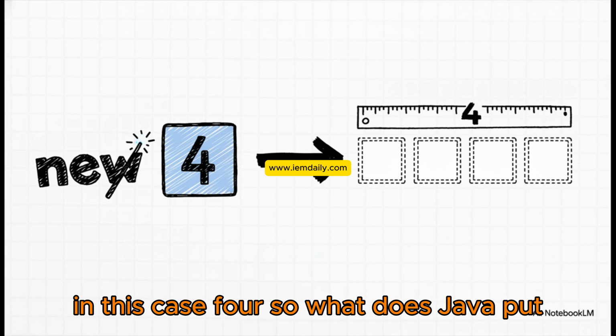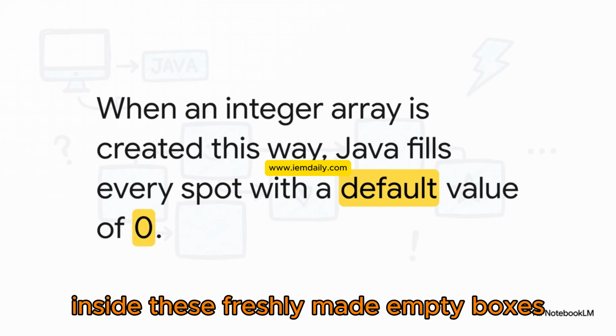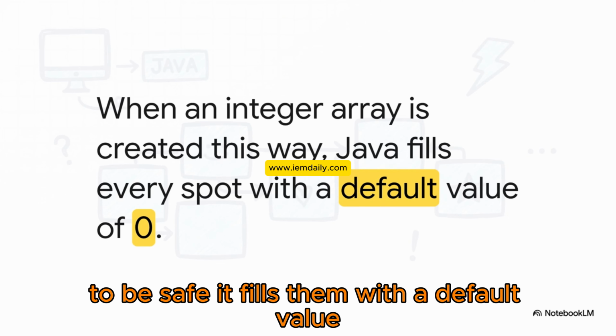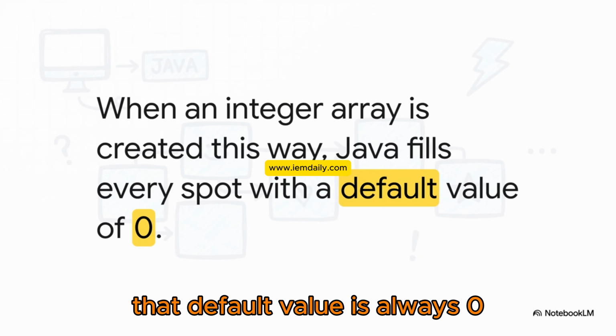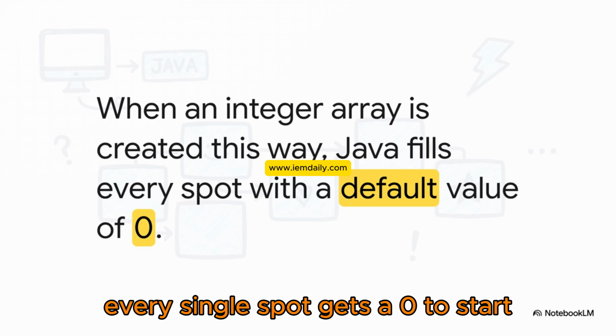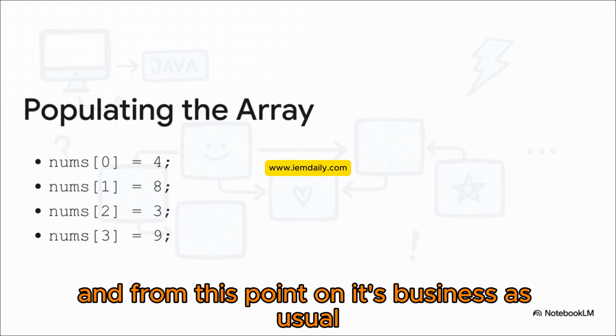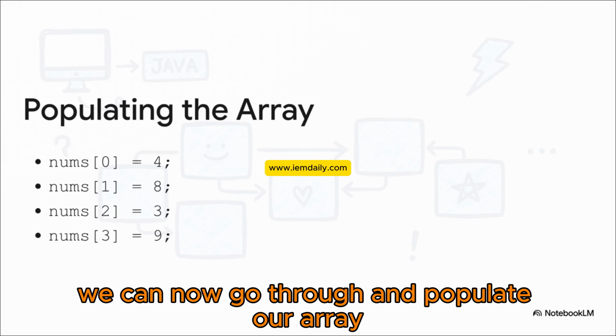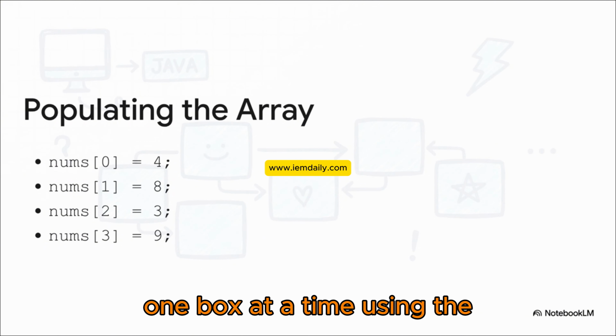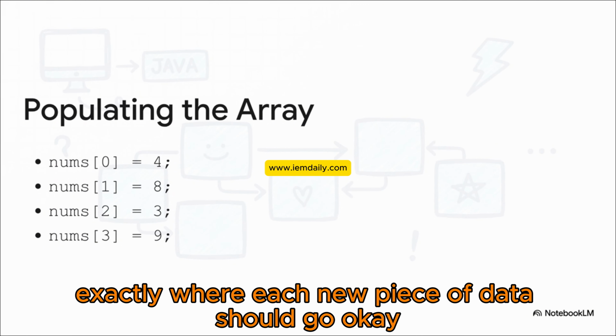In this case, 4. So what does Java put inside these freshly made empty boxes? It doesn't leave them empty. To be safe, it fills them with a default value. And for an array of integers, that default value is always 0. Every single spot gets a 0 to start. And from this point on, it's business as usual. We can now go through and populate our array, one box at a time, using the index to tell the computer exactly where each new piece of data should go.